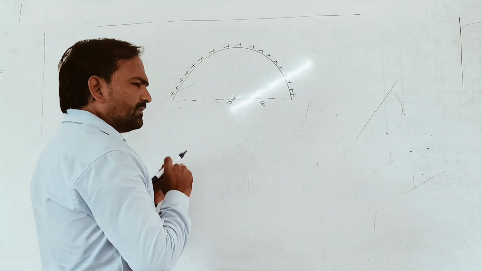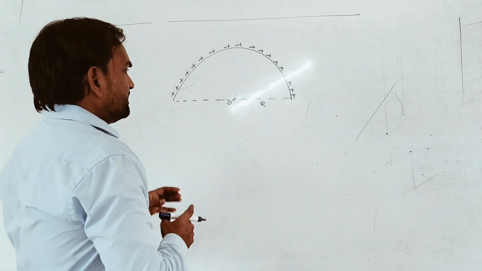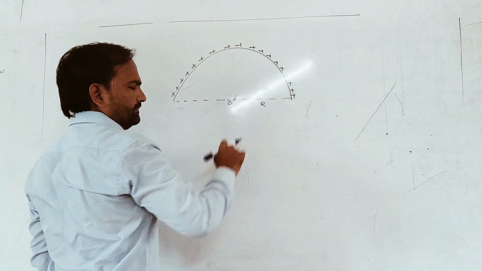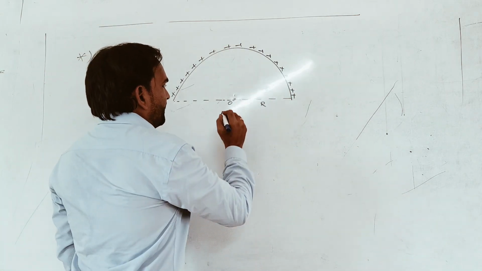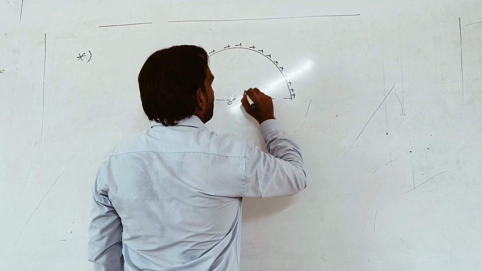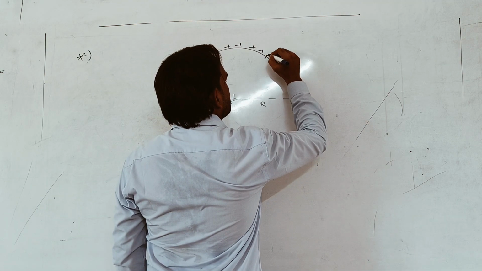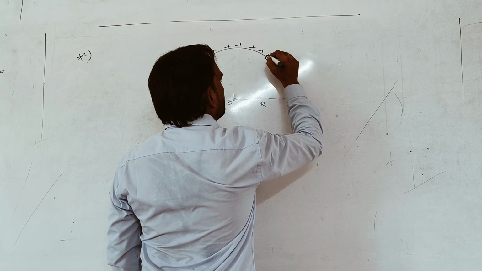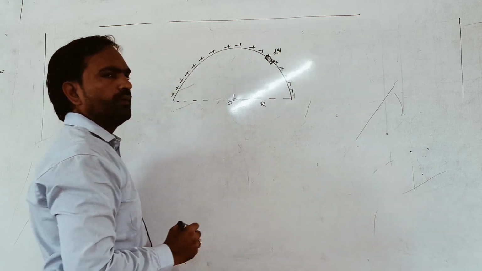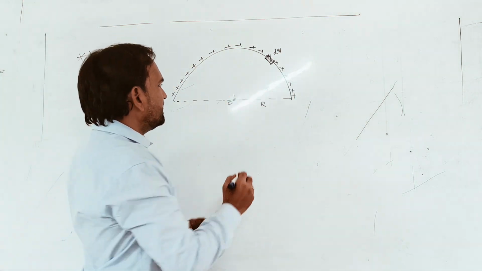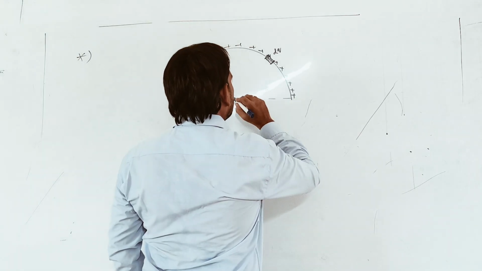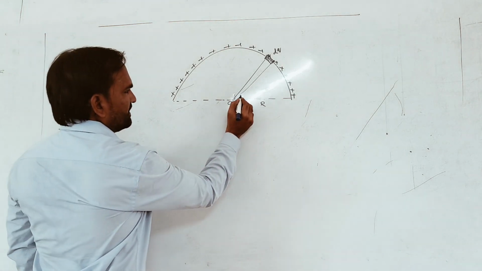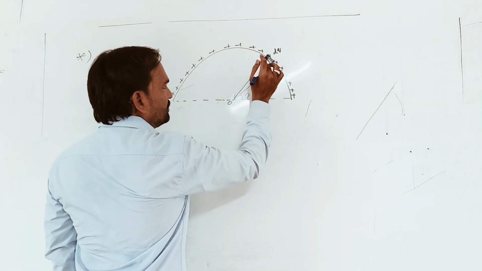First of all, we take a very small elemental charge on this charge distribution body. Okay, students, at a certain angle, at theta angle, we take the elemental charge. This is one very small elemental charge, dq. We take it at theta angle, from 0 to theta. From this theta angle, we take this elemental charge dq.